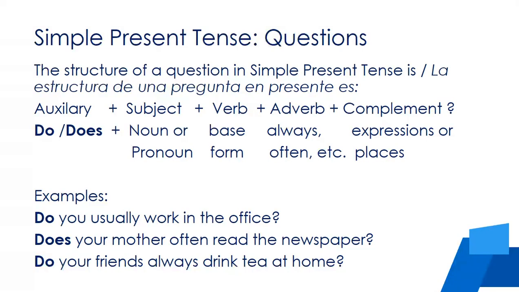The structure of a question in simple present tense is as follows. First, the auxiliary, do or does, then the subject, then comes the verb, then the adverb, and the complement. That's for a question, don't forget. Example: do you usually work in the office? Does your mother often read the newspaper? Do your friends always drink tea at home?